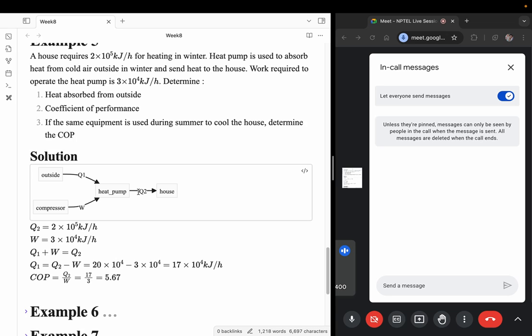Just to be clear, all you need to do in case of this efficiency or COP calculation is basically remember the formula: output by input, where output is basically what is my objective and input is what is the effort that I am putting in to meet that objective. That should make things clear.